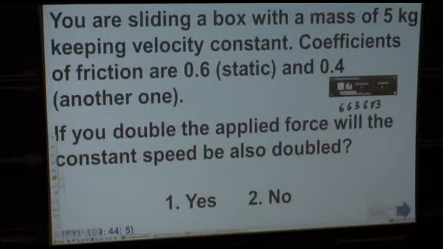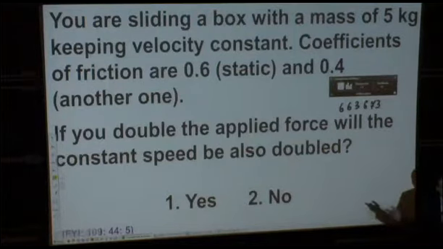Please press the button which corresponds to your answer to this question.